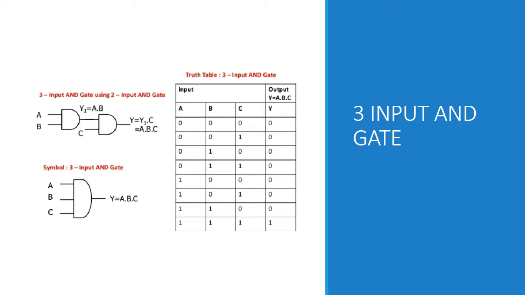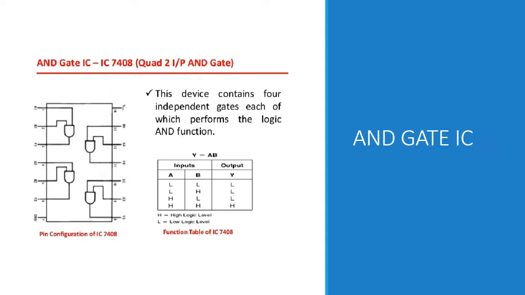Now in this case, we have used a 2 input AND gate, and its output is connected with another AND gate. In this way, we will be able to get the 3 input AND. Now this is an AND gate IC, integrated circuit. Its number is 7408. This is used to perform the AND operation. The device contains 4 independent gates, each of which performs the logic AND function.